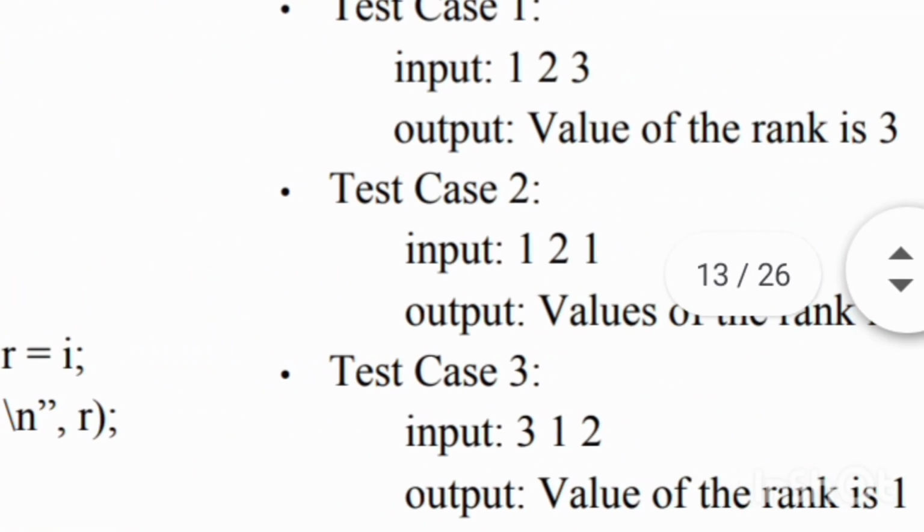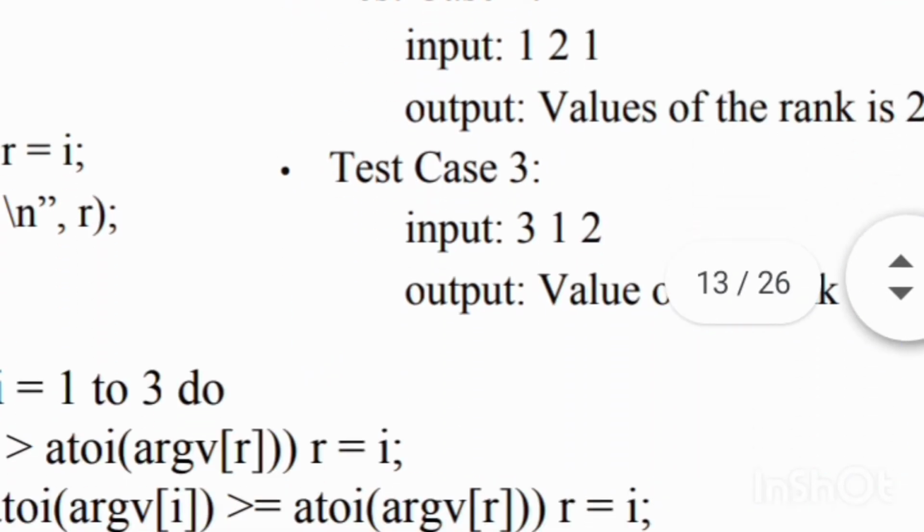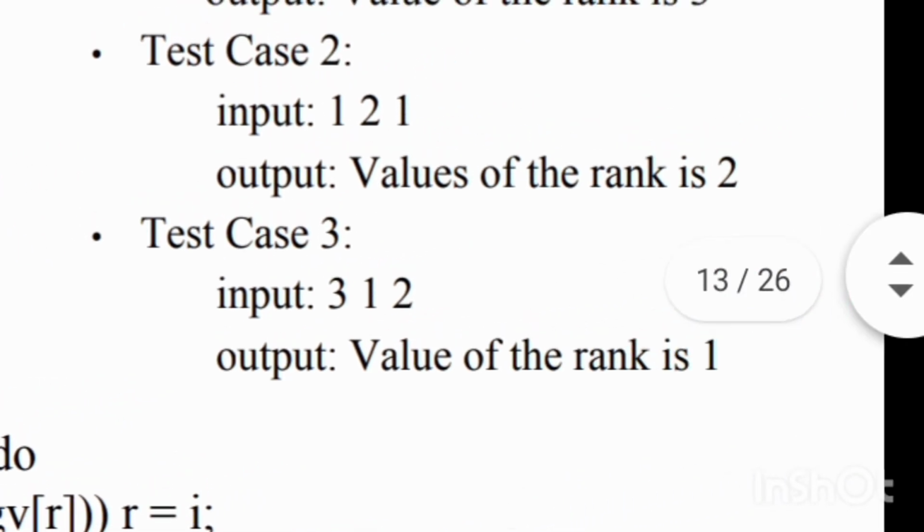Mutation test. In this, we observe test case 1, test case 2 and test case 3. In test cases 1, 2 and 3, the output value of the rank is 3 for test case 1, the value of the rank is 2 for test case 2, and in test case 3, the value of the rank is 1.